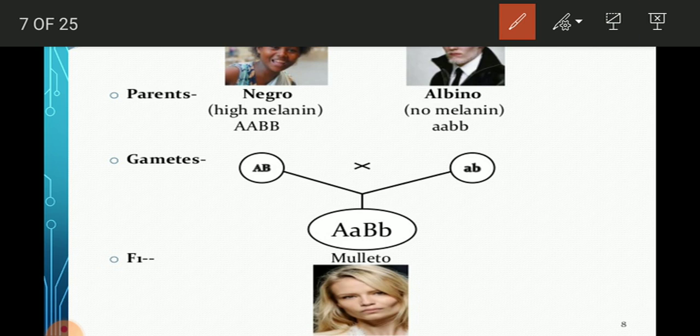So let's see if the parents are Negro and albino. Albino means there is no melanin. So as there is no melanin, they are represented by small a and small b.